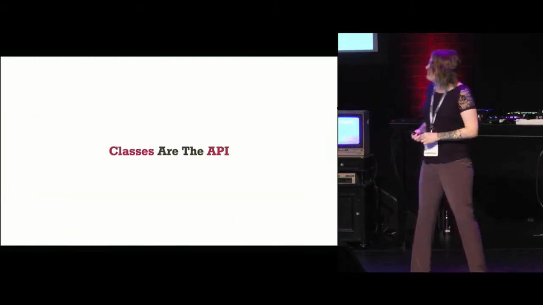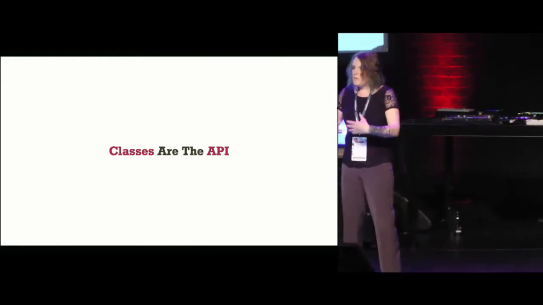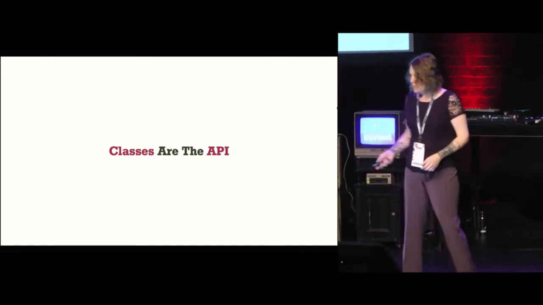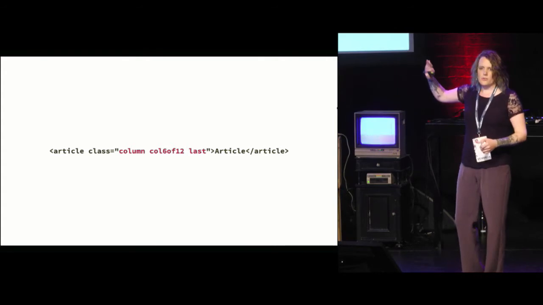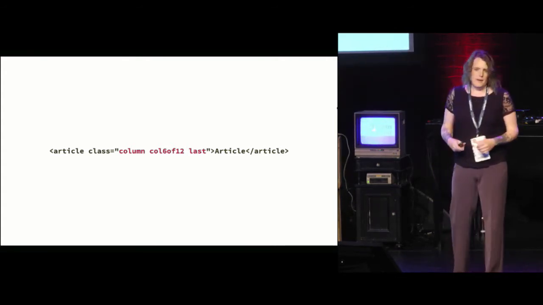So classes are the API, and that makes sense. In CSS, it's really the only API we have. So we build tools in CSS, and we give you classes to work with. And it looks something like this. We say, OK, this article is going to be a column, and it's going to span 6 of 12, and it's the last one.